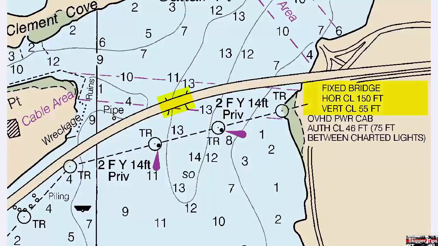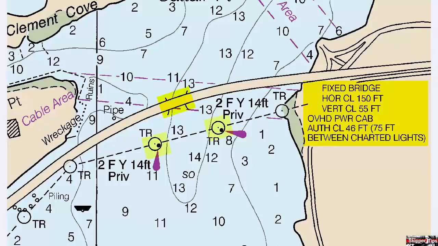We look to the side of our chart to find the clearance information. Beneath the center span of our bridge, we have a horizontal clearance of 150 feet and a vertical clearance of 55 feet. Note the overhead power cables strung across the waterway on pylons from one bank to the other. Our chart notes tell us that we have an authorized clearance of just 46 feet beneath the power cables except between the 2 charted lights. There we will find 75 feet of vertical clearance.